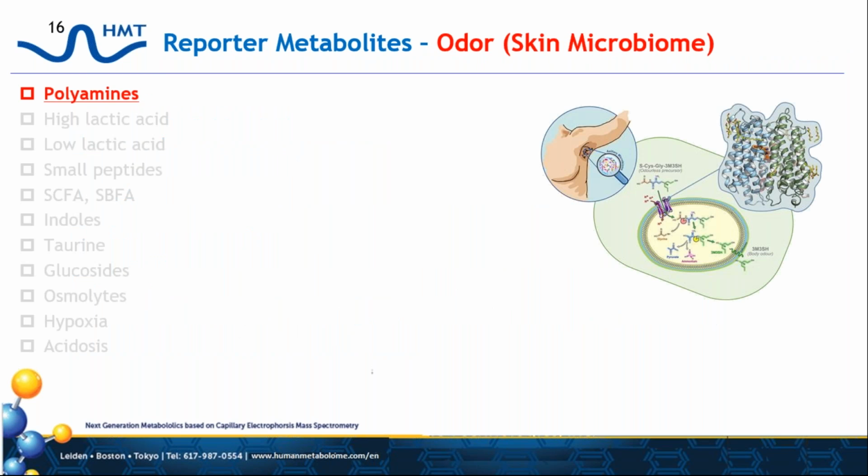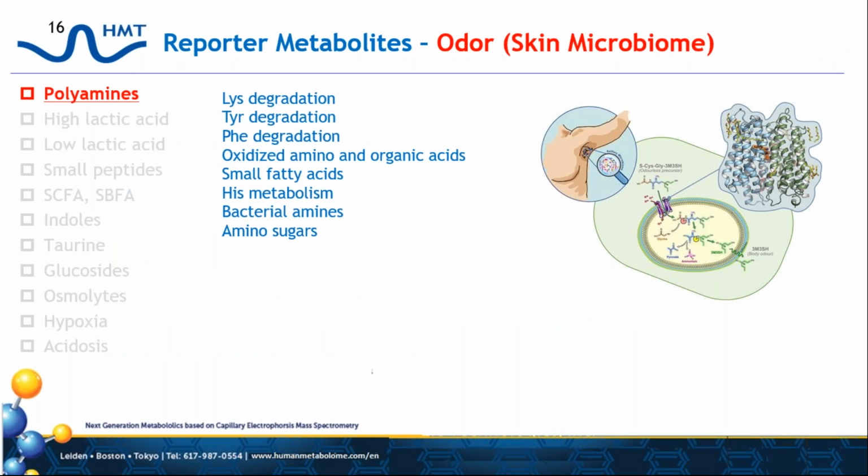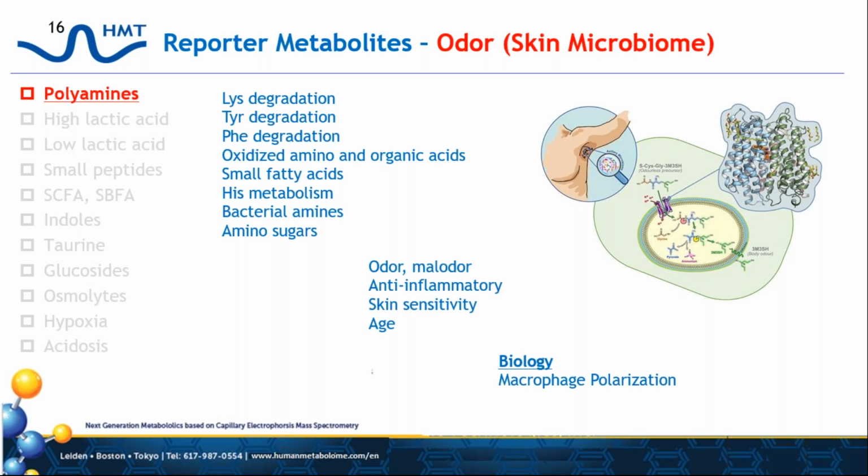Reported metabolites are metabolites that we associate with different clinical phenotypes. So with odor, for example, polyamines are generally what's associated with odor. So these are basically from amino acid degradation, decomposition. They're responsible for odor and malodor, but they're also indicating an inflammatory response and skin sensitivity, and they also are affected by age.